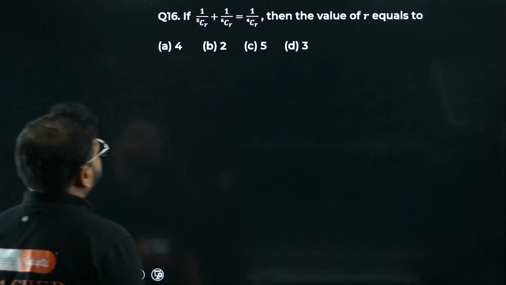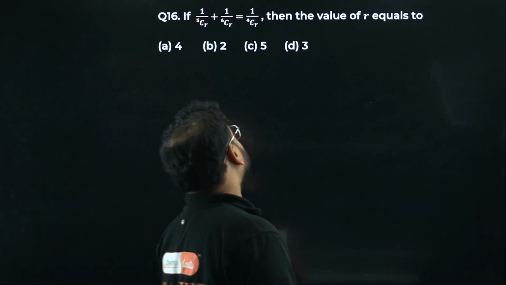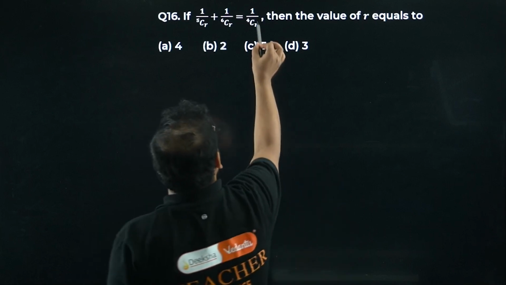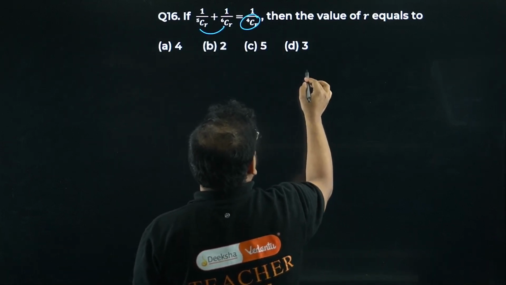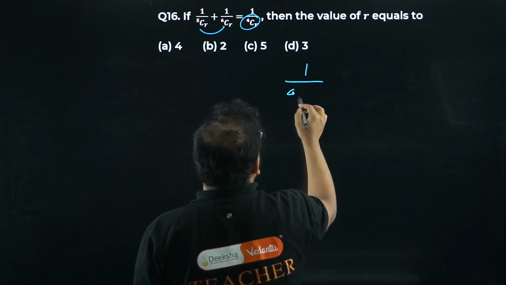16th now. I have 1 upon 5Cr plus 1 upon 6Cr. Okay. I can see this is common in both the terms. So let's do one thing. Let's take that out. What do I get now? I take this out, basically 4Cr common.